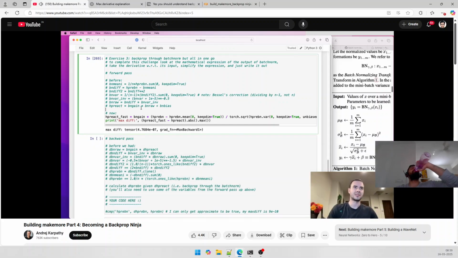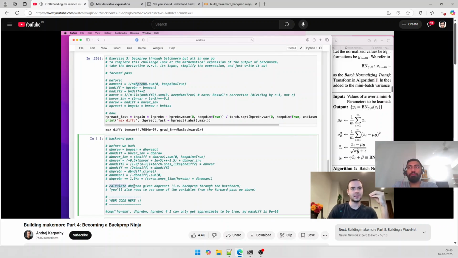So in the forward pass previously, we took H pre-BN, the hidden states of the pre-batch normalization, and created H pre-act, which is the hidden states just before the activation. In the batch normalization paper, H pre-BN is X and H pre-act is Y. So in the backward pass, what we'd like to do now is we have dH pre-act and we'd like to produce dH pre-BN, and we'd like to do that in a very efficient manner. So that's the name of the game: calculate dH pre-BN given dH pre-act.